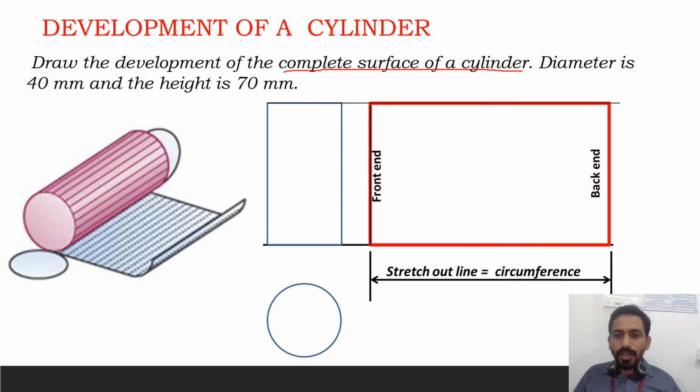The length will be equal to the circumference of the circle, which is equal to 2 pi multiplied by the radius of the circle, and the height or the width of this particular rectangle will be equal to the height of the cylinder. So you get the lateral surface like this. It will be a rectangle with the width equal to the height of the cylinder and the length equal to 2 pi r, that is, 2 pi multiplied by the radius of the circle.